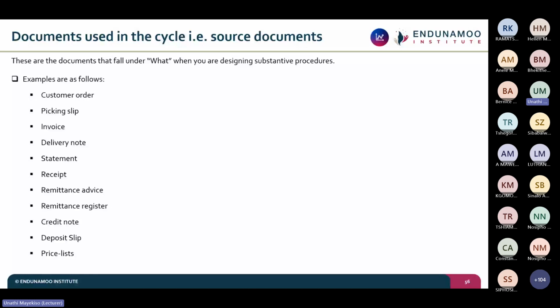And that delivery note number will be linked to your invoice, will be linked to your picking slip, and will be linked to your customer order so that they know that all of these things relate to one order. So there's some form of cross-referencing that needs to take place.